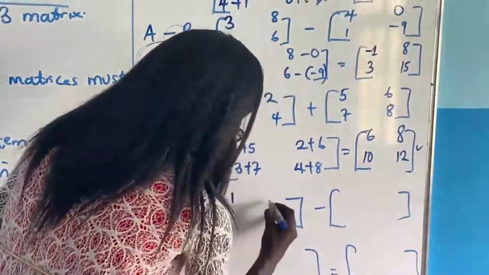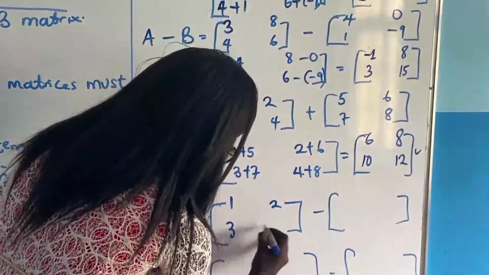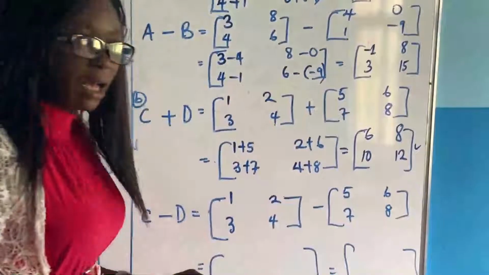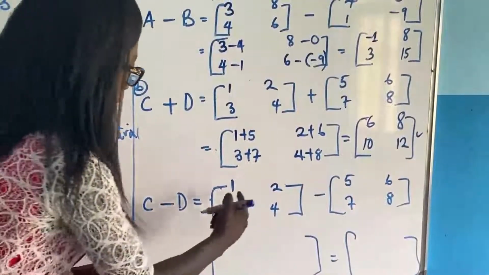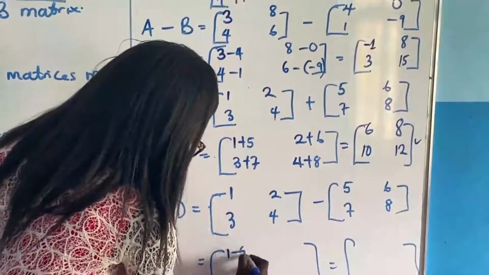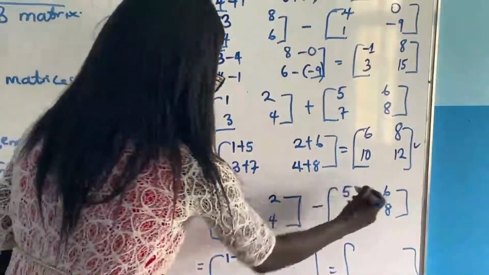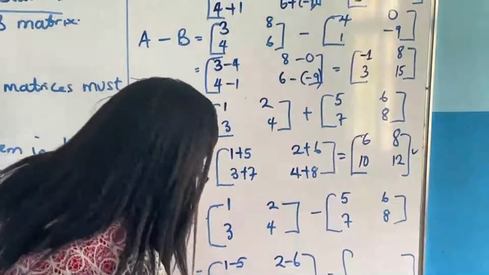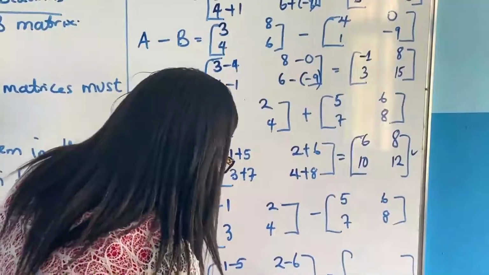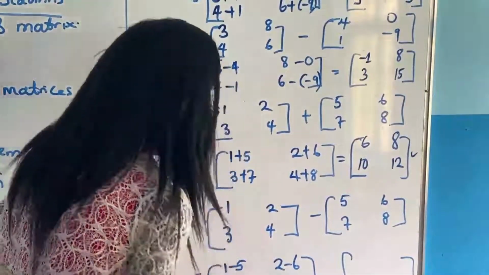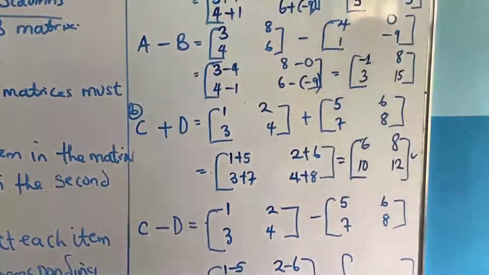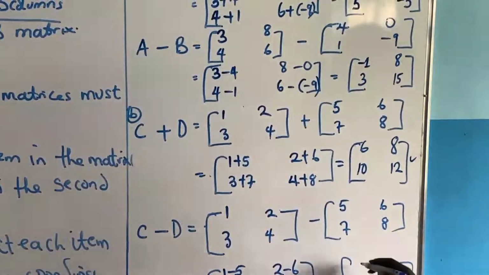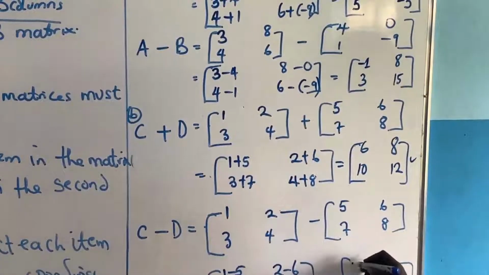So, my matrix, I have 1, 2, 3, 4, 5, 6, 7, 8. Now I'm subtracting my matrices. 1 minus 5, first row, first column. 2 minus 6, this is the first row and second column. 3 minus 7 and what? 4 minus 8. Alright, so 1 minus 5 is what? Minus 4. So you have to put it what? In the first row and first column.